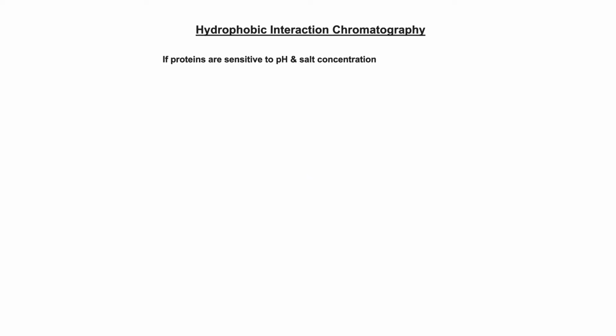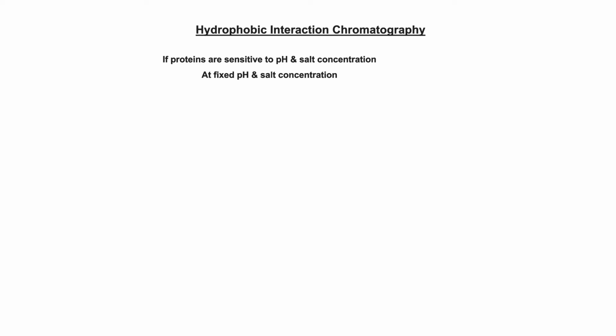Now if the proteins are sensitive to pH and salt concentration both, we work at a fixed pH and salt concentration. See, earlier we were using high salt concentration where all the proteins were hydrophobic and they were eluted one by one by gradually decreasing the salt concentration. That was one way of doing hydrophobic interaction chromatography. Now I am going to tell you another way.